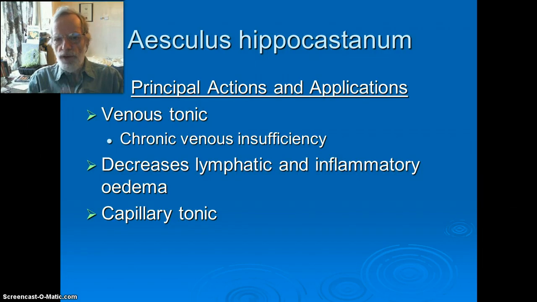Pittler and Ernst did a review of the trials that have been done with horse chestnut seed extract, and the general conclusion was that using that standardized extract was at least as good as applying compression bandages in alleviating chronic venous insufficiency, or CVI. And if anyone's ever used a compression bandage, then they'd be quite happy to take herbal pills instead of using them. Aesculus can decrease both lymphatic and inflammatory edema, and it's a capillary tonic.